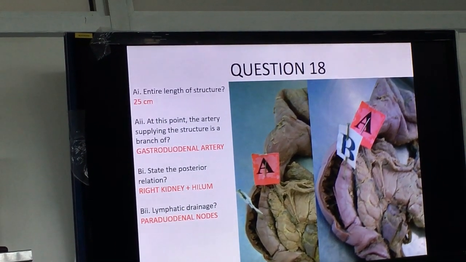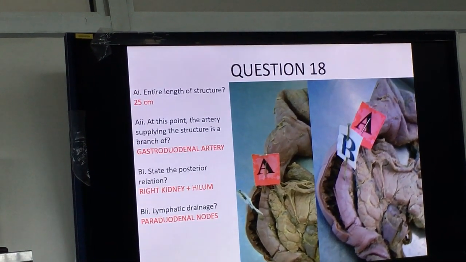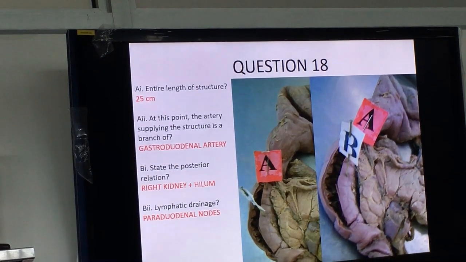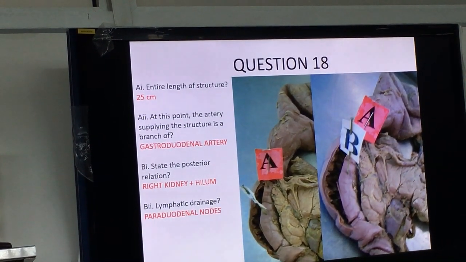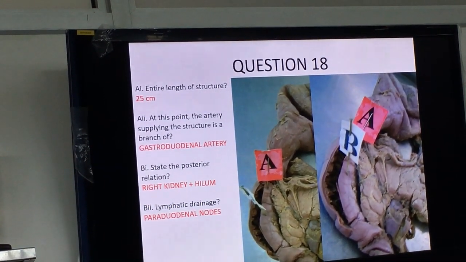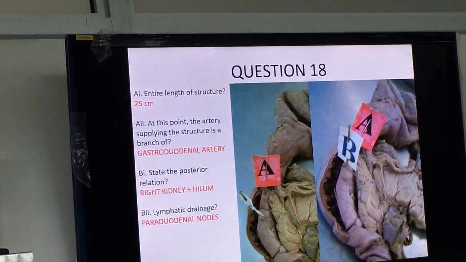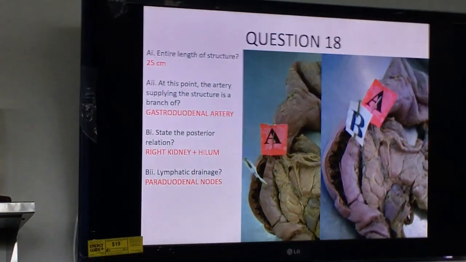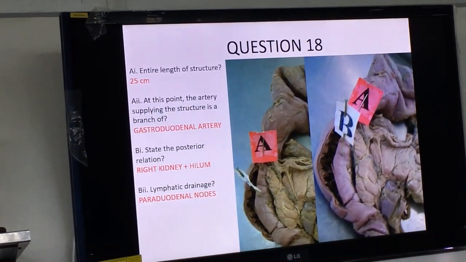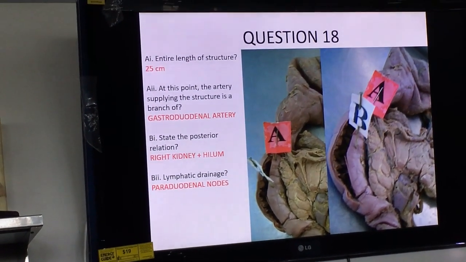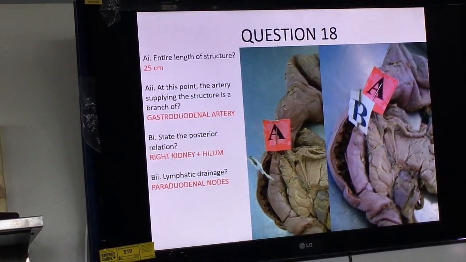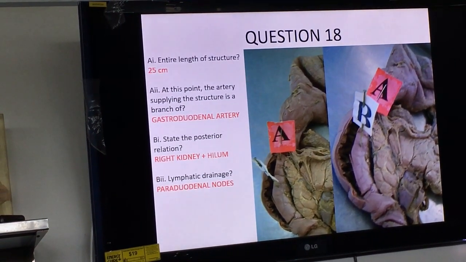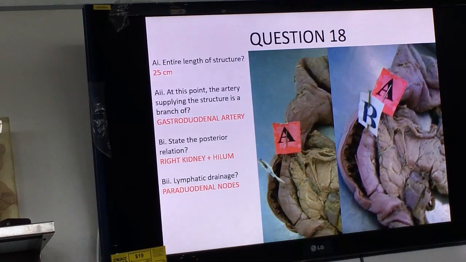All right. Then B1. State the posterior relation. So you see B, and you want the posterior relation. Now you're going to say what? Right kidney, on the hilum of the kidney. So, what's the take-home message, guys? You don't just need to know the thing, you need to know the relations too. They can ask you that.